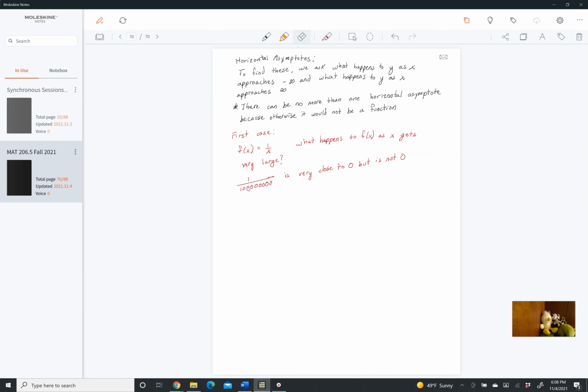Okay, so that's what we mean by an asymptote. We get really, really close to nothing, but it's not quite nothing. So here our horizontal asymptote is at y equals 0. Because as our x gets very, very large, we plug in a really, really large number, our y is getting closer and closer to 0. Okay, so at 1 over x, our horizontal asymptote is at y equals 0.